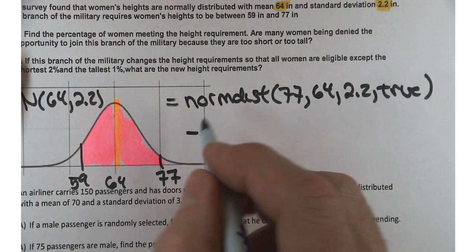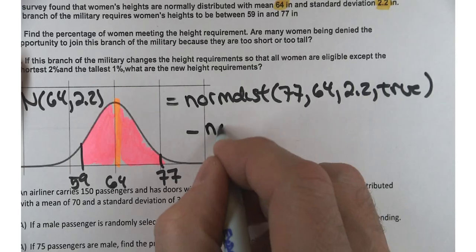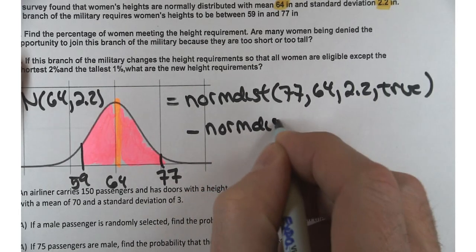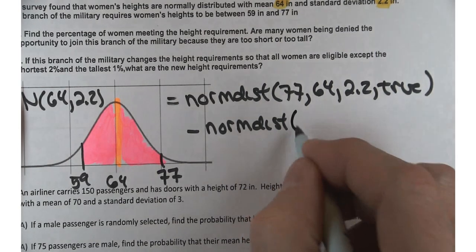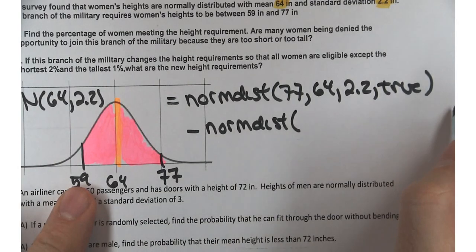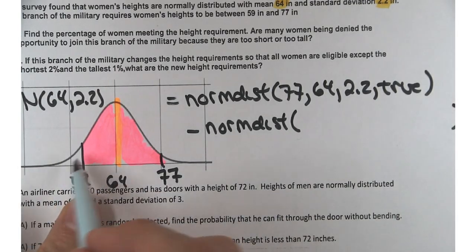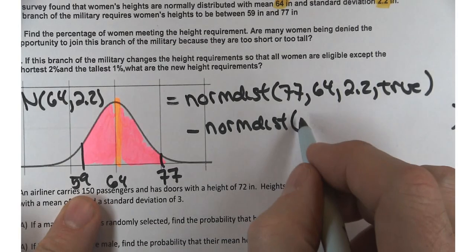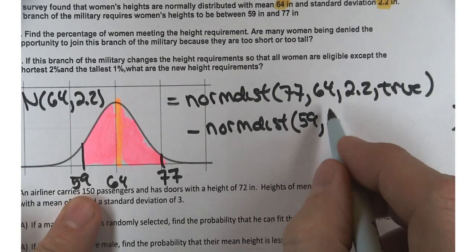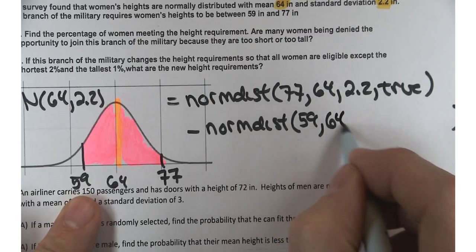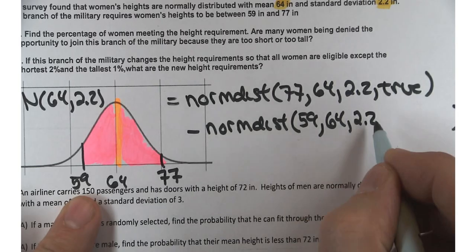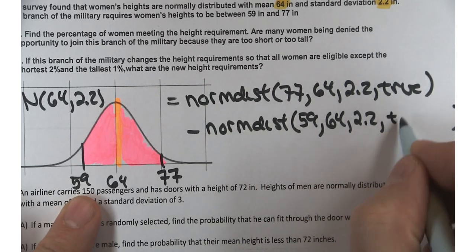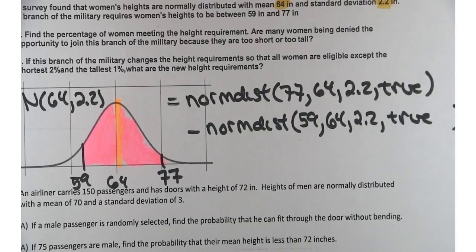And I'm going to do this all in one line, minus norm distribution. I got to subtract off something else here. Q, can you help me fill in what's going to come next? What's the second part of this going to be? To subtract off the area to the left of 59. 59. 64. Standard deviation 2.2, and then always with true for norm distribution.